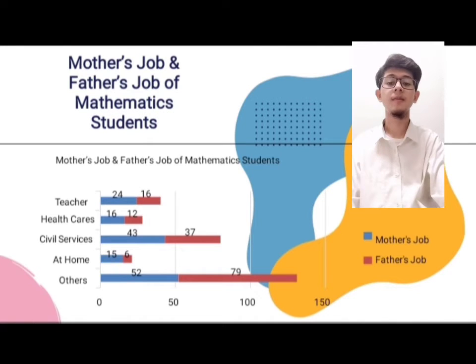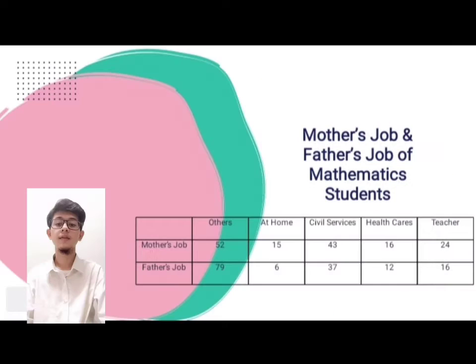Mother's job and father's job of mathematics student. From the figure, we can conclude that the number of others' job is the highest, which is 52 mothers and 79 fathers, while the number of work at home is the lowest, which is 15 mothers and 6 fathers. From the table, we can conclude that the number of others' job have a higher mode score for mother's job and father's job, which means the mode score for mother's job is 52, while the mode score for father's job is 79.